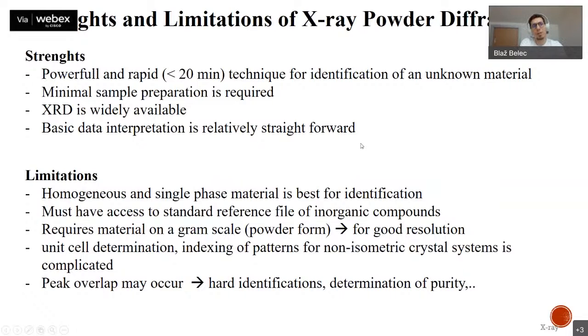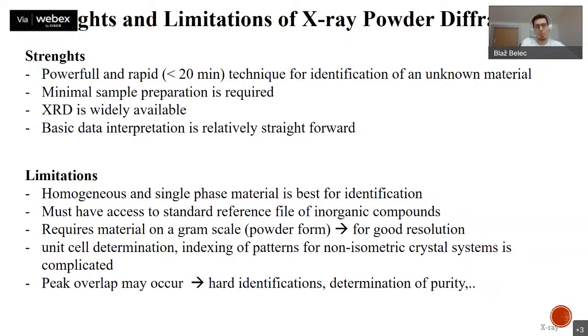The strength of X-ray powder diffraction is that it's very powerful and rapid. We can get a really nice diffractogram in 20 minutes, even faster. We need minimal sample preparation. We just need some solid dry sample, put it in our sample holder and put it in the instrument. It's widely available, and basic data interpretation is relatively straightforward. The limitation is that for the easiest and best identification, we need homogeneous and single phase material. We have to have access to the standard reference file of inorganic compounds, so we need access to the library.